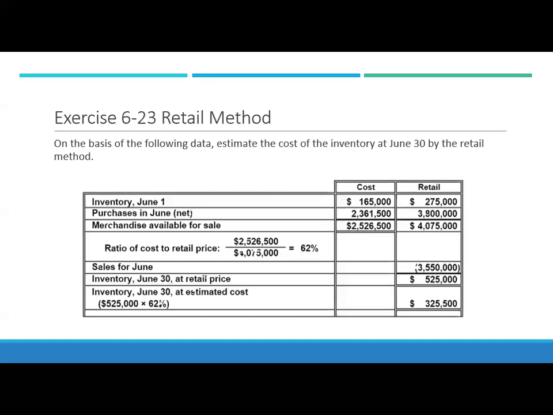We take our retail merchandise available for sale minus sales. We get 525,000 of June 30 inventory at retail price. Then we multiply it by a ratio of 62%. And we get our ending inventory at cost of 325,500.